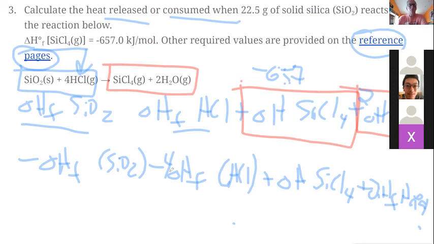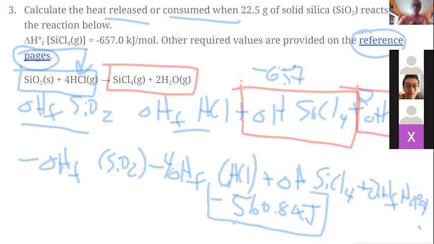Then when you have that number, let's say the number is 560.8 kilojoules. Let's just say that that's our final answer. That isn't the final answer though. Why isn't it? Because you have 22.5 grams of solid silica. That's right. This is based on 1 mole of silicon dioxide.